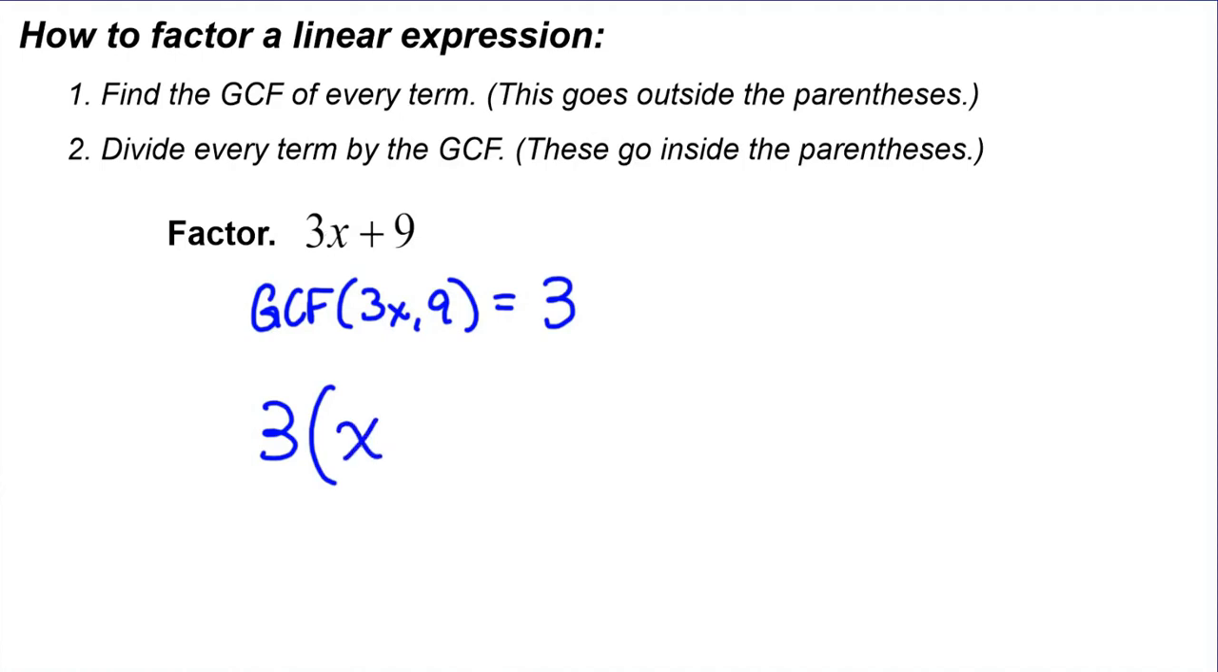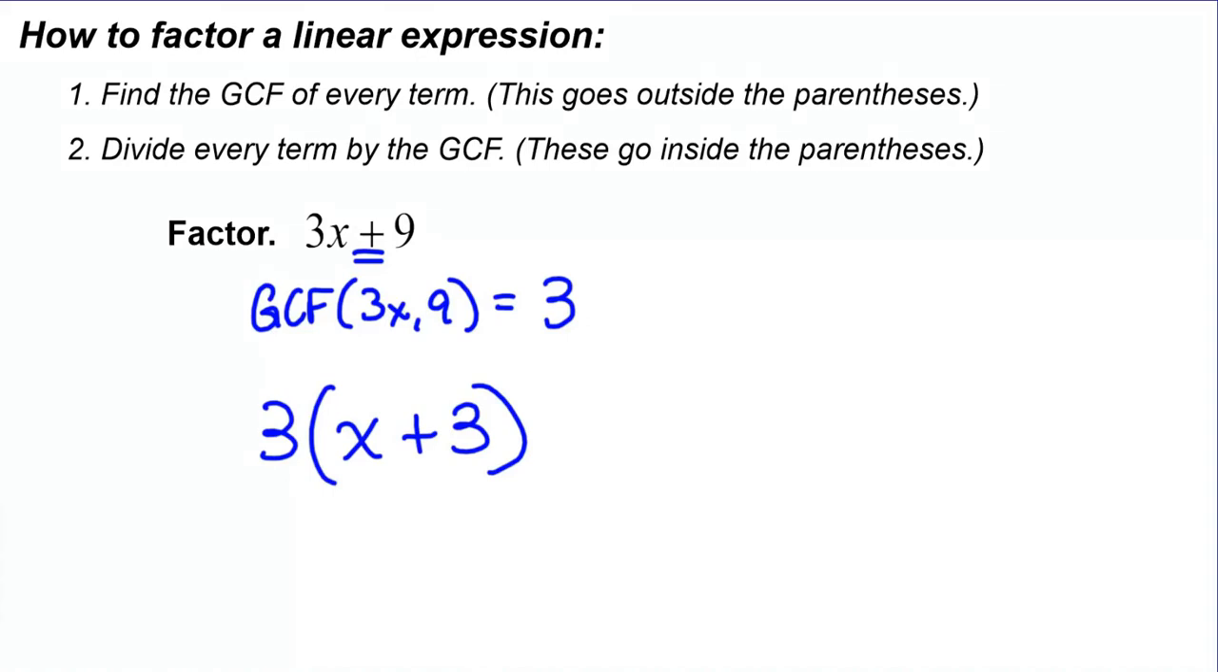3 times x is 3x plus, since there's a plus sign here, 3 times what would have given me the 9? Well, 9 divided by 3 is 3. So here is that expression in factored form. So basically we undid or reversed the distributive property. So now we get 3 times x plus 3 as our factored form.